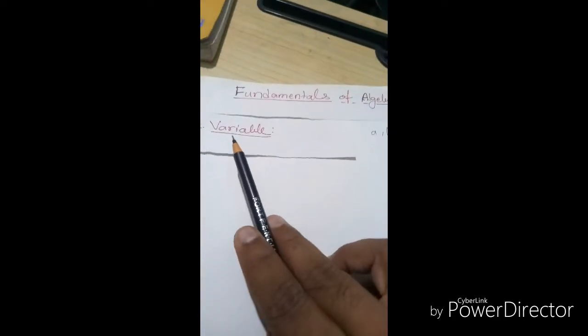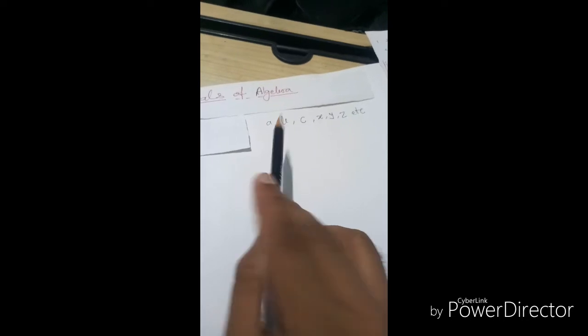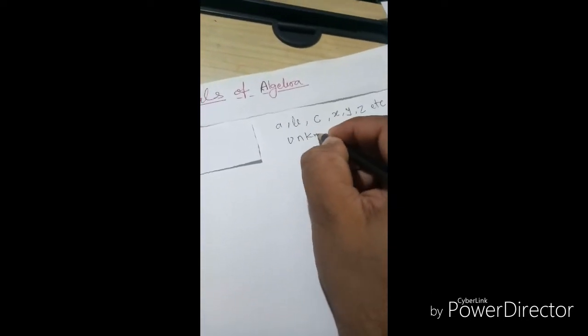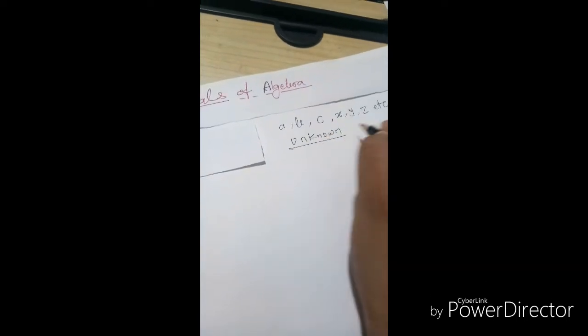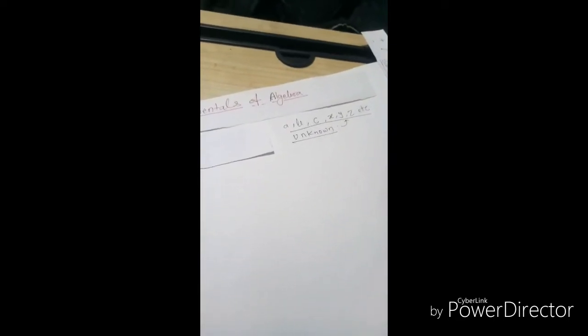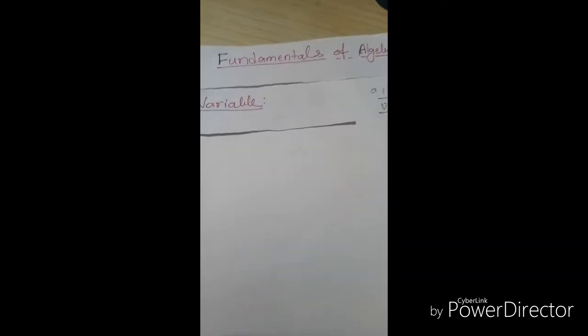Variable, once again: a variable means an unknown thing. What is unknown is always represented by these letters, and that is called a variable. All the alphabets you see in the equations are called variables.